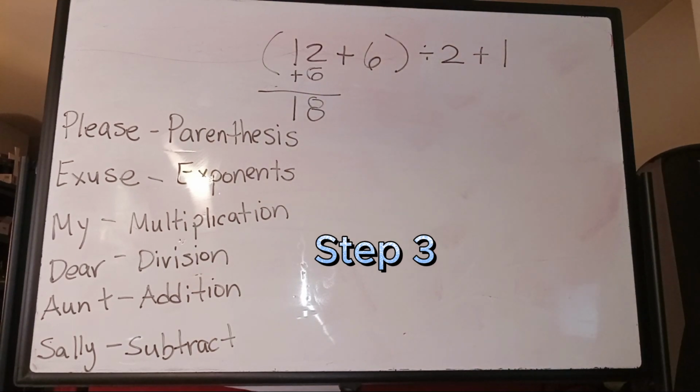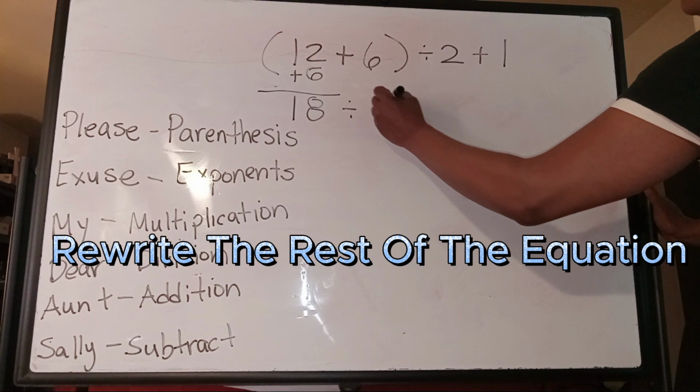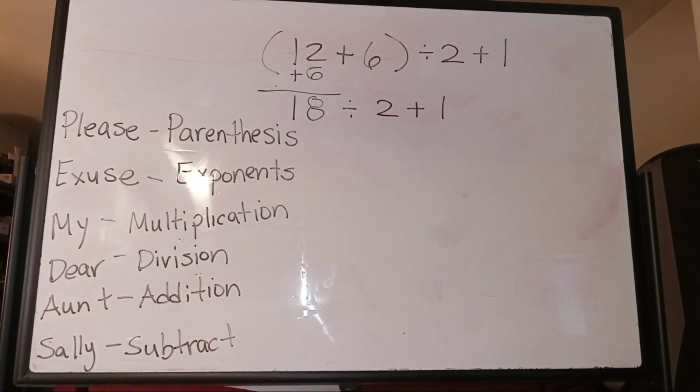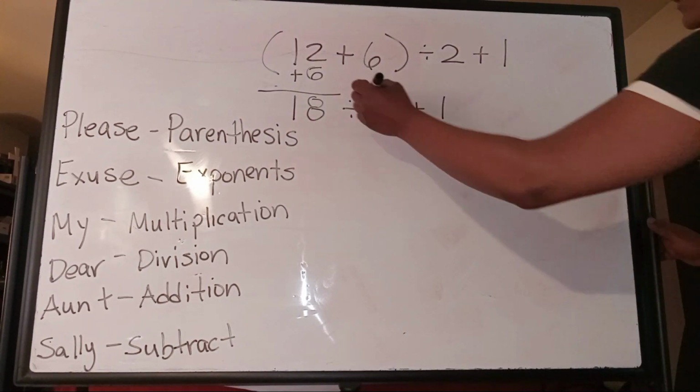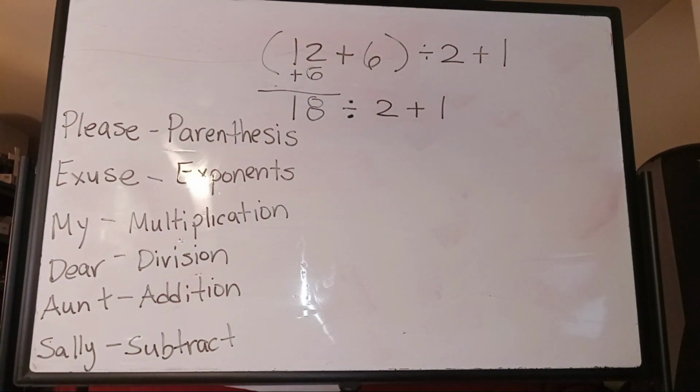So we are done with the parentheses, but we do need to rewrite the rest of the problem so we can continue to solve. All right. So now we have 18 takeaway. 18. I keep saying takeaway, guys. I'm so sorry. That is a divide. Let me make that strong the way I can see. So that's 18 divided by 2 plus 1.